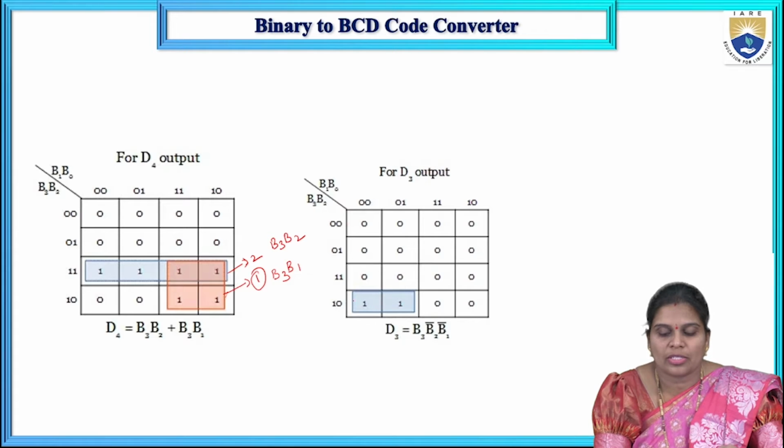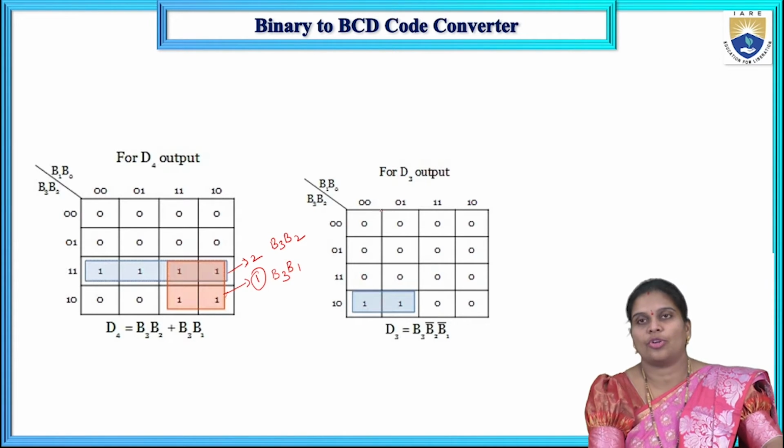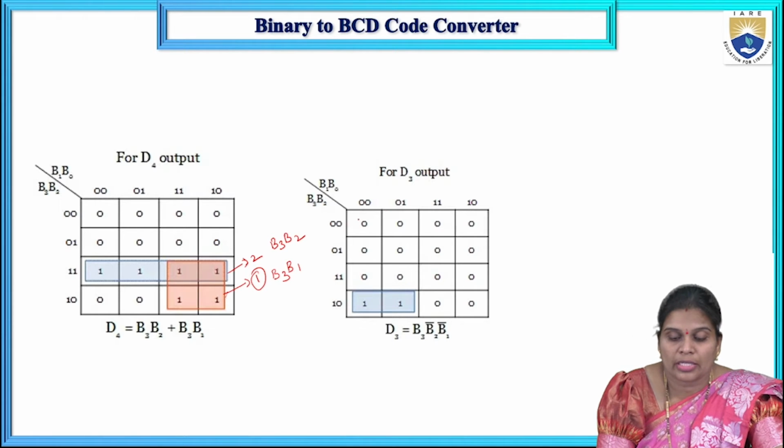For these 2 ones, here B3 is there, B2 bar is there. For this square box we have B3, B2, and for this square box also we have B3, B2 bar. So for these 2 ones, the common variables are B3 and B2 bar. Coming to this side, here 0 is there, here 0 is there, so we take B1 bar. So the equation is B3 B2 bar B1 bar.